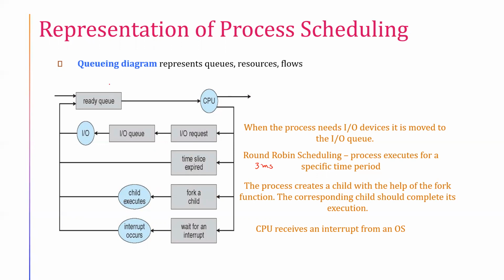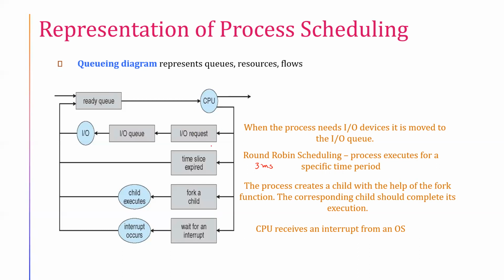The fifth condition is, right now the process is available and it is given to the CPU. Now the CPU is executing that particular process. Meanwhile, an interrupt comes in. The CPU receives an interrupt from the operating system. Now, if it receives the interrupt, that process has to wait for the interrupt service routine to be done. Once that interrupt service routine is over, once again the process will be moved to your ready queue. So these are the five different situations of how the process is handled.